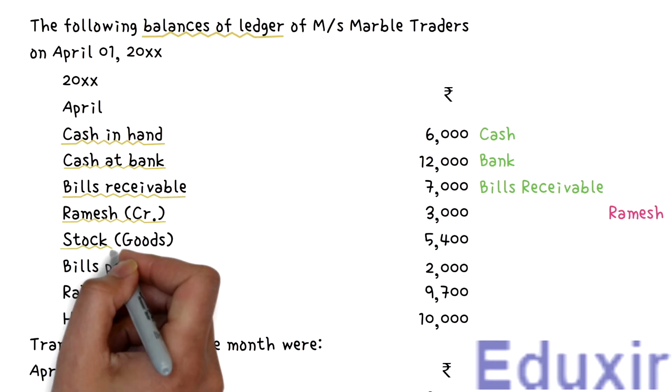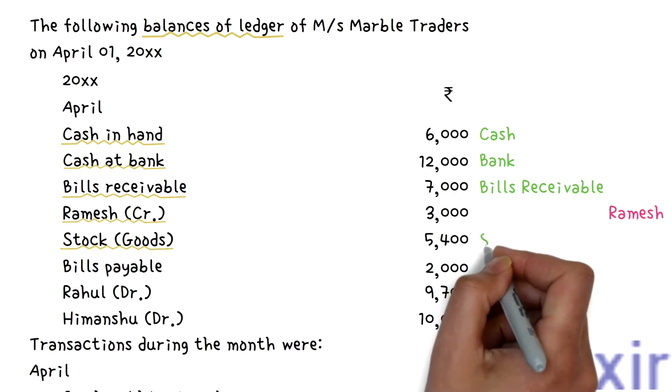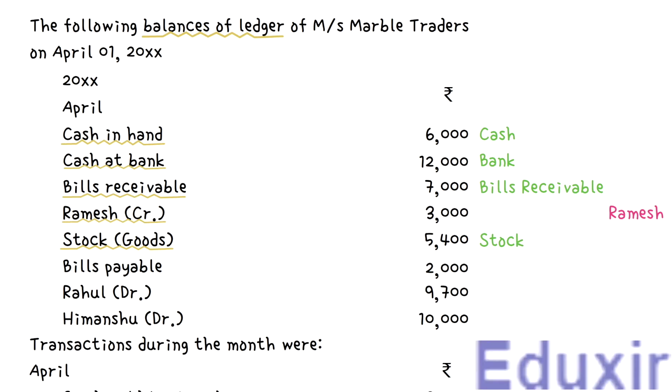Here, the stock balance brought down is 5,400 rupees. As you know, the stock balance is an asset and should be recorded as an asset. With this analysis at our disposal, let us now proceed with the journalizing of this transaction.